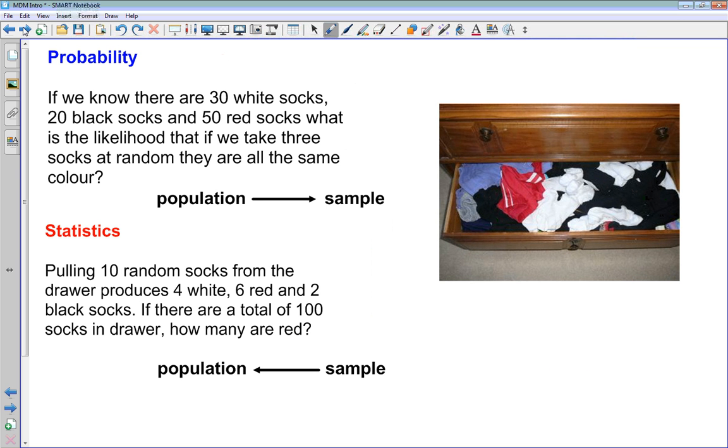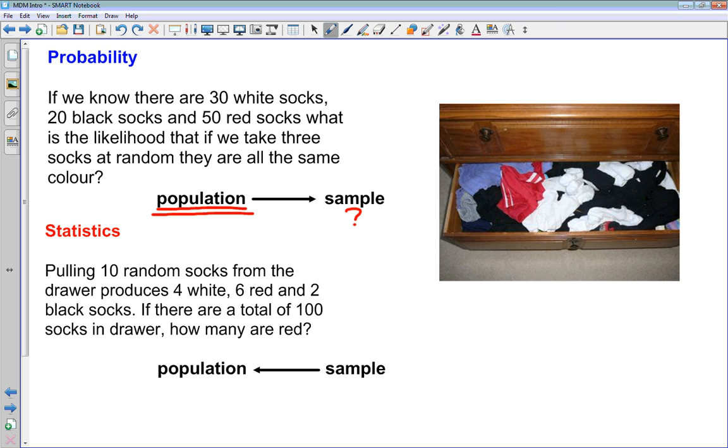A probability type question would be something like this. If we know there are 30 white socks, 20 black socks, and 50 red socks, what is the likelihood that if we take 3 socks at random, they're all the same color? This is a probability question because we know all of the information about the situation. We know what the socks are in the drawer, and we're trying to predict what is going to happen when we take some of them out. In other words, we know everything about the population, or all of the socks that are in the drawer. We are trying to figure out something about our sample, or the ones that we actually take out.